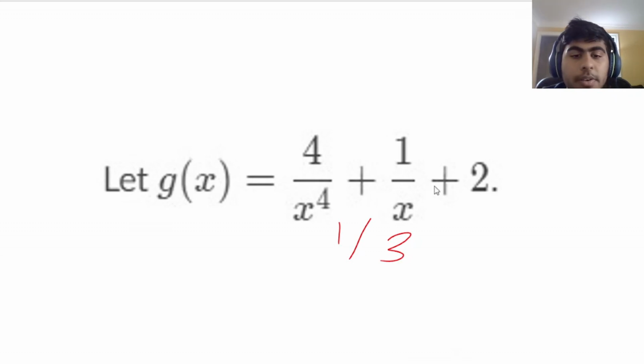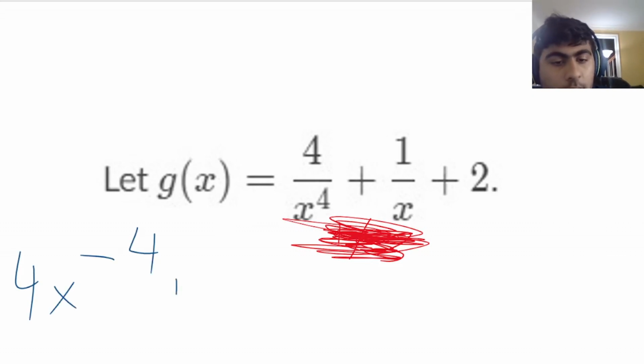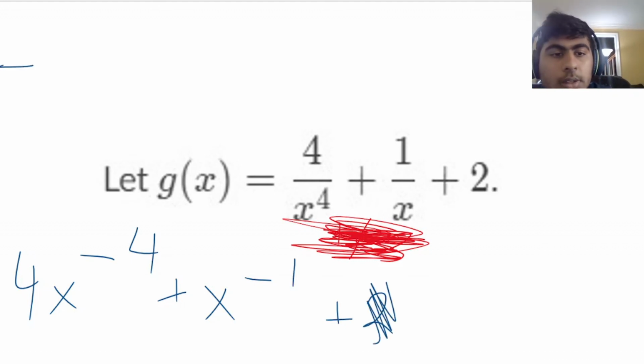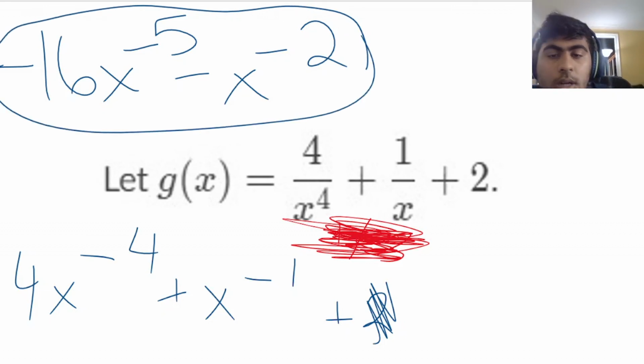But we're trying to find the derivative of g of x, 4 over x cubed plus 1 over x plus 2. And we can do that by transforming the equation. I'll give you some time while I try to figure out what is causing this random thing to happen. So, you know the drill. 4x to the negative 4 plus x to the negative 1 plus 2. 2 doesn't matter. Everything else becomes negative 16x to the negative 5 minus x to the negative 2. And there is our answer.